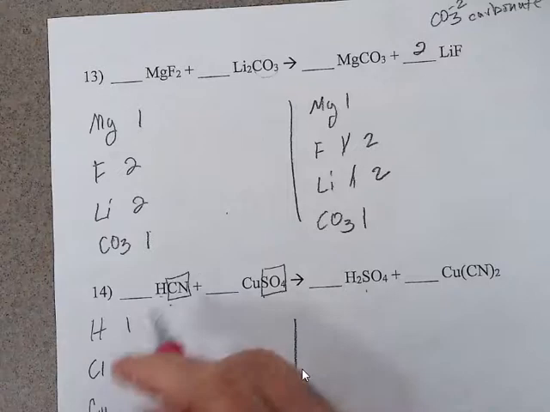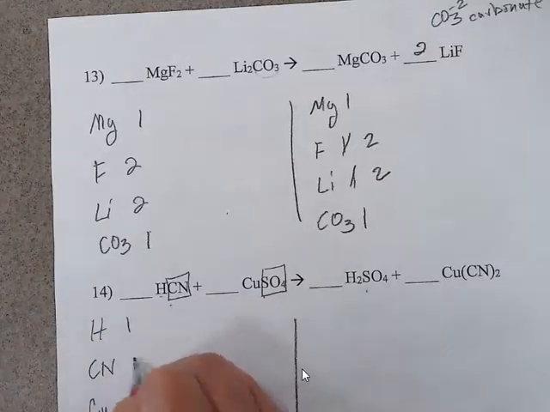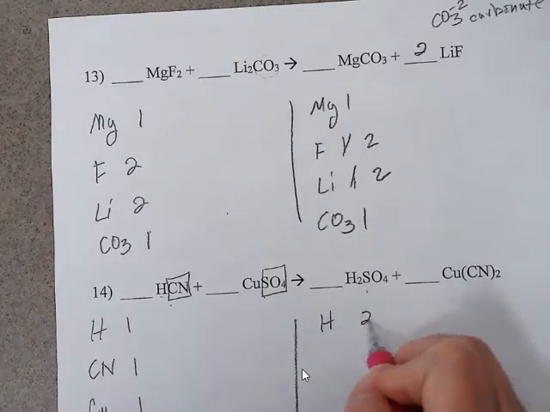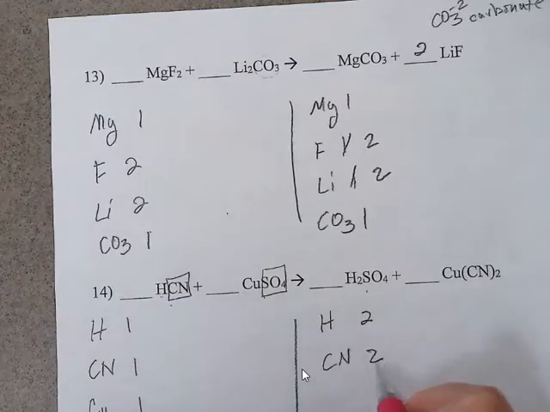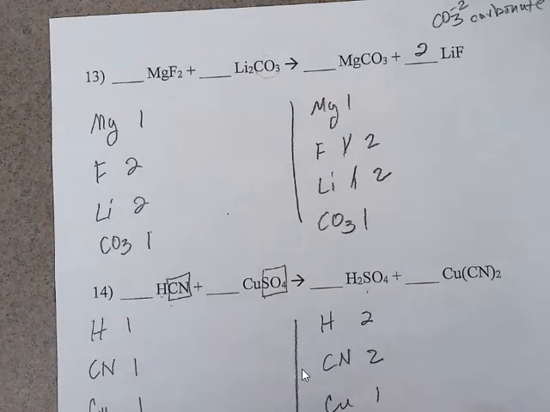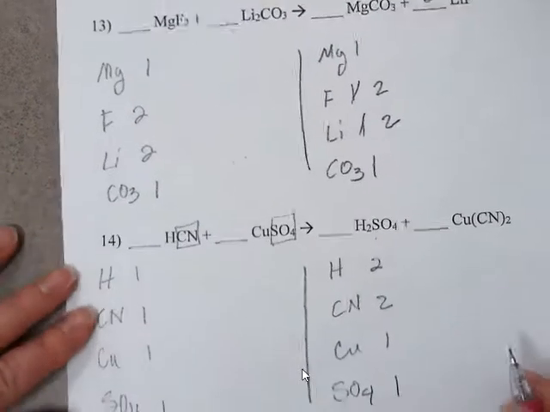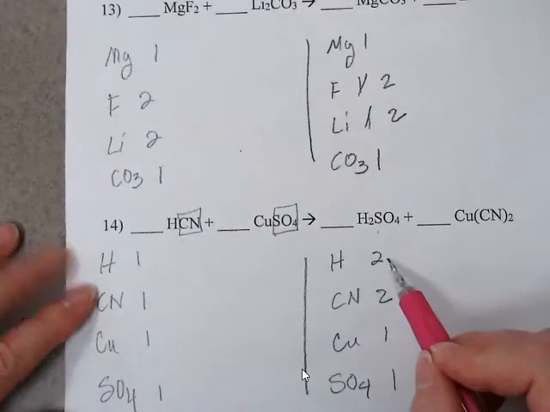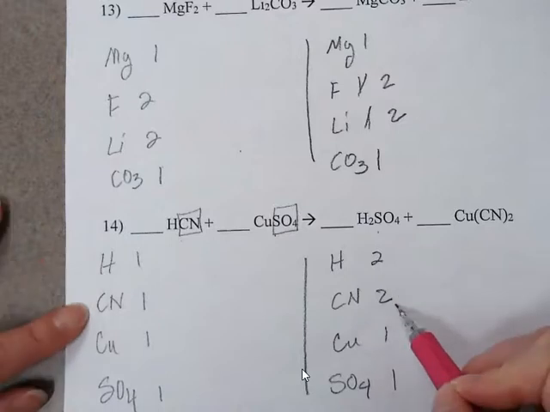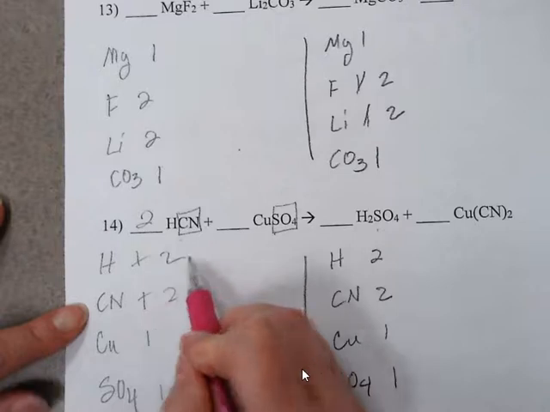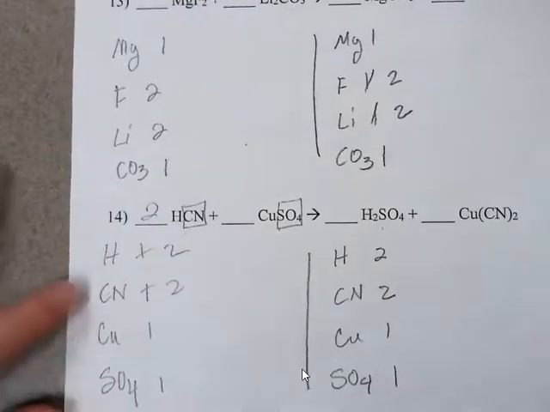One hydrogen. 1 cyanide, 1 copper, 1 sulfate. All right. Oh, this looks harder than it really is. Look at that. We just need to make a coefficient of 2 in front of the hydrocyanic acid over here on the reactant side. And then we have a balanced equation. That was easy.